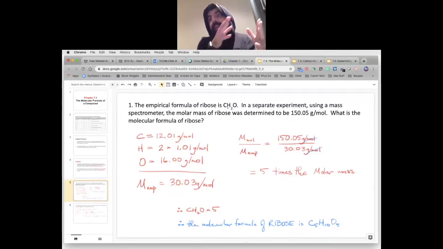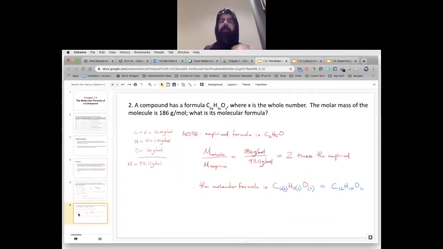Here, we are taking what we did in 7.1 and 7.2, and now we are trying to see how much bigger the molar mass of our actual molecule is in comparison to its empirical formula. And that multiple is what's going to tell me what that molecular formula is going to be based on the molar mass. Let's look at the last sample problem here.